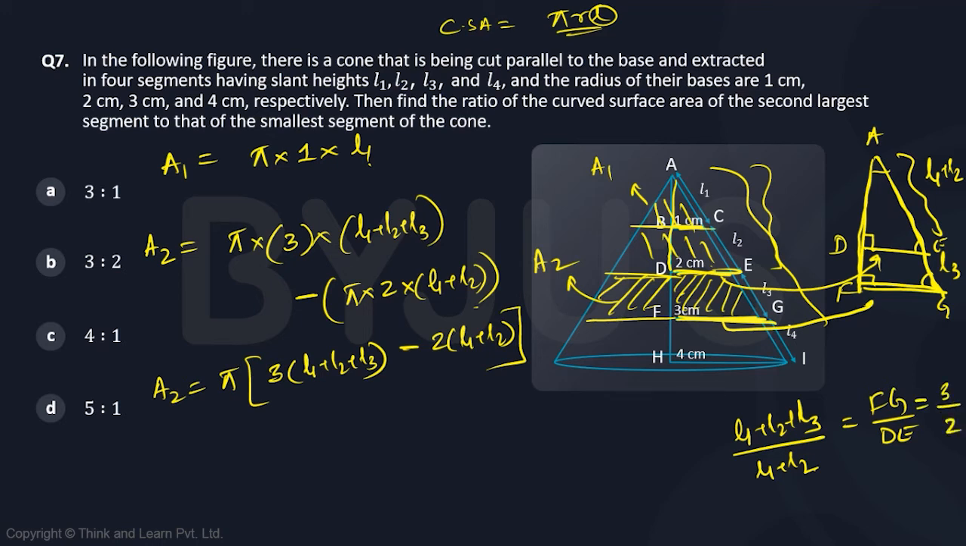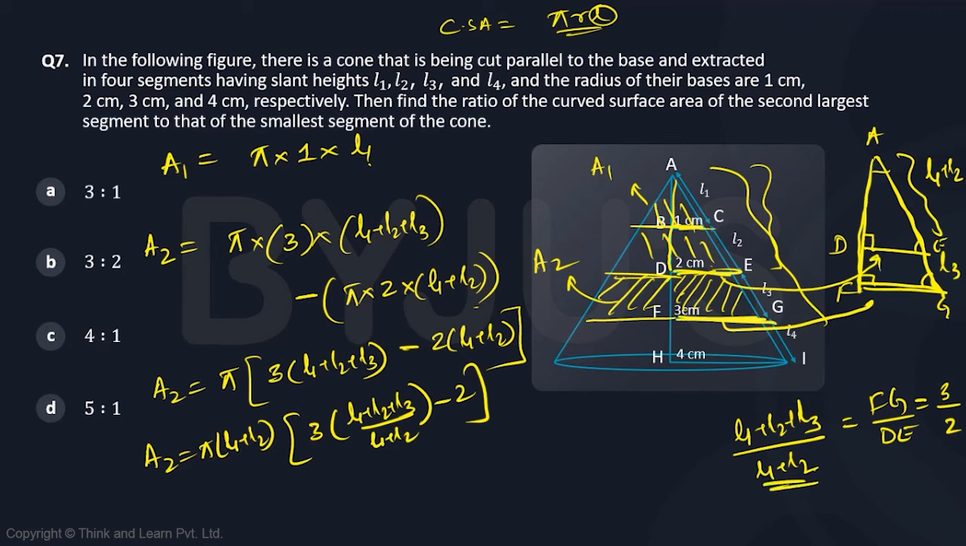So I have the ratio of L1 plus L2 plus L3 by L1 plus L2. Take out L1 plus L2 common. So A2 equals pi into L1 plus L2 times 3 times L1 plus L2 plus L3 by L1 plus L2, minus 2. We just saw this ratio is 3 by 2. So pi times L1 plus L2 into 3 by 2 minus 2, which equals pi times L1 plus L2 into 9 minus 4, which is 5 by 2.